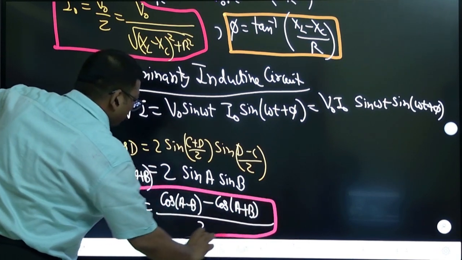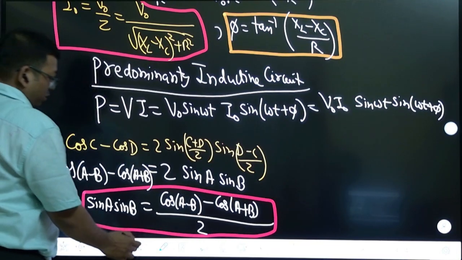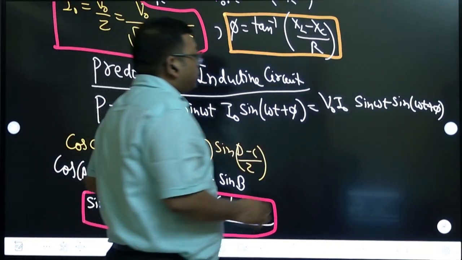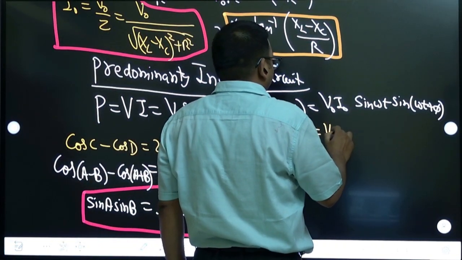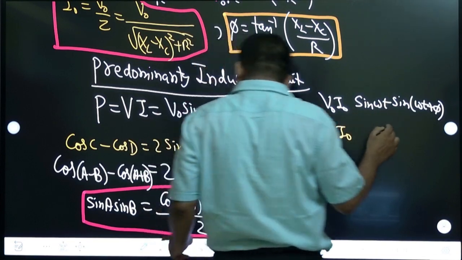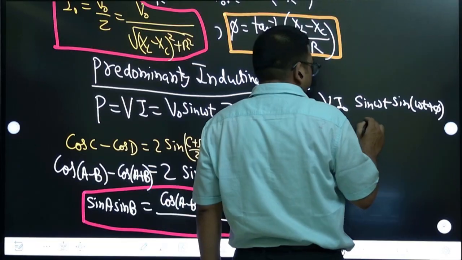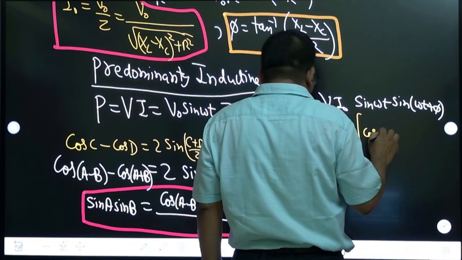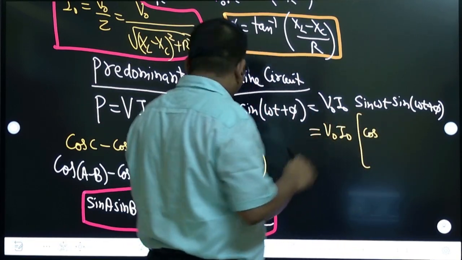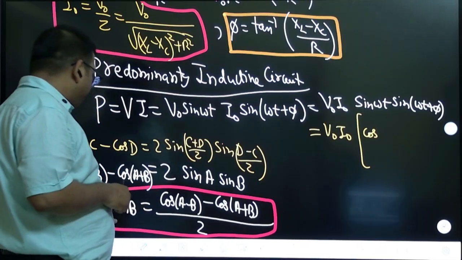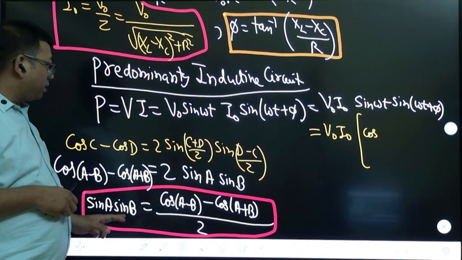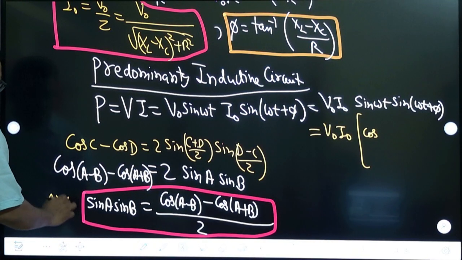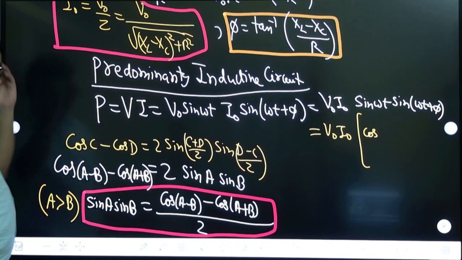This is the trigonometric formula. So let us use this here. So V naught, I naught, sine we are going to use this. So it will become cos minus cos. So cos A minus B. A minus B means what? Remember A is the larger one here, correct? Because I have taken C plus D. So here note that A is larger than B. If A is larger, I am going to take that.